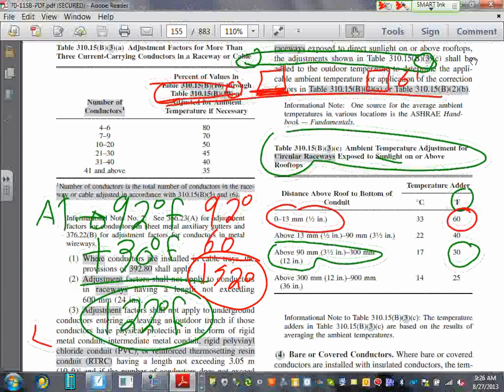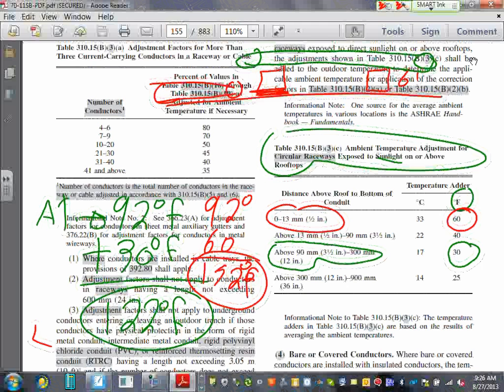Did they do it right? 152 degrees Fahrenheit. What does that tell you? If you have a conduit on a roof, you better raise it up a little bit, at least 6 inches. If you put it right on the roof, you're going to have a lot of temperature derating.